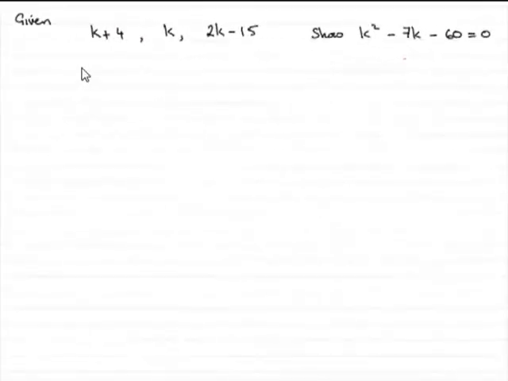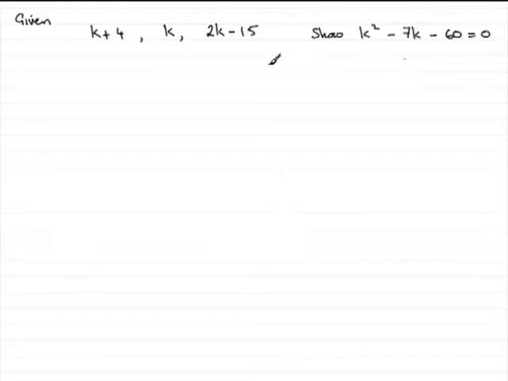Hi. Now in this question we're given the first three terms of the geometric series. They're k plus 4, k and 2k minus 15, and we've got to show that k squared minus 7k minus 60 equals 0. So how are we going to do this?